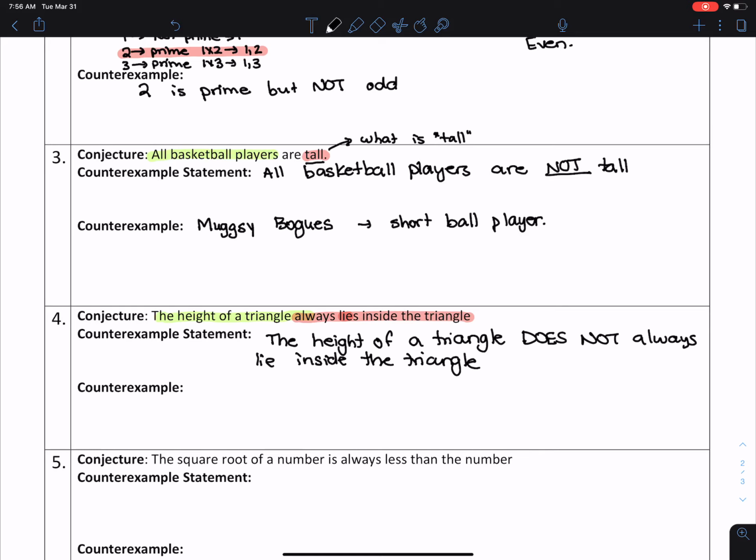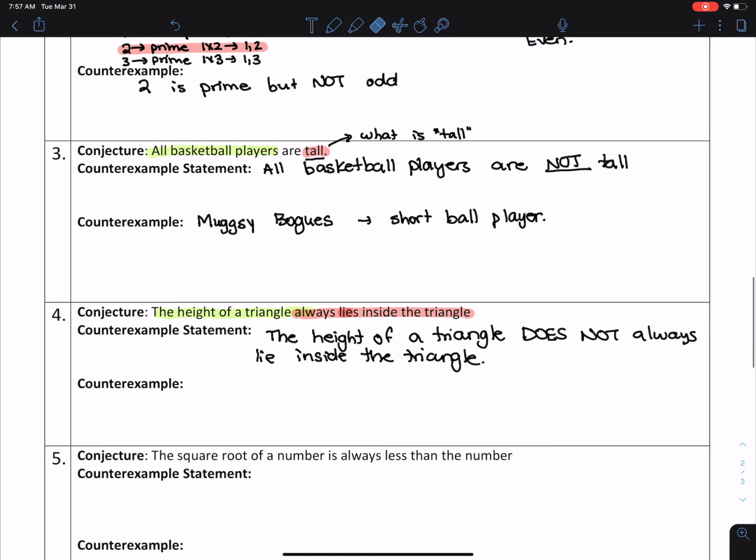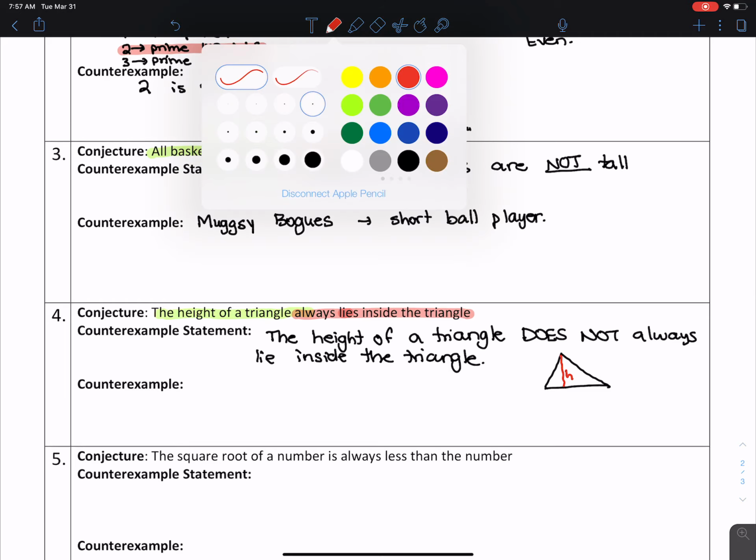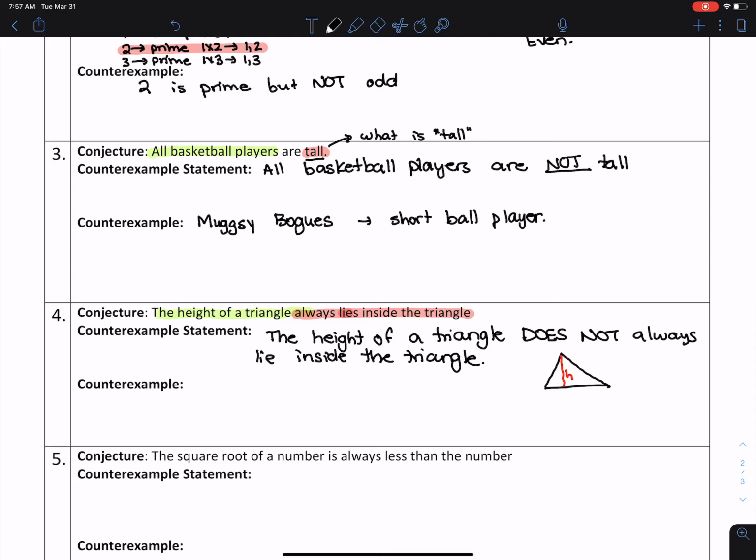So what we need to do is draw a triangle where the height of the triangle is not inside the triangle. So if I draw a triangle like this, the height of my triangle is represented by this distance here. And you can see that this red line H sits inside the triangle. So what we need to do is think of an example of a triangle that has the height not being on the inside of the triangle.